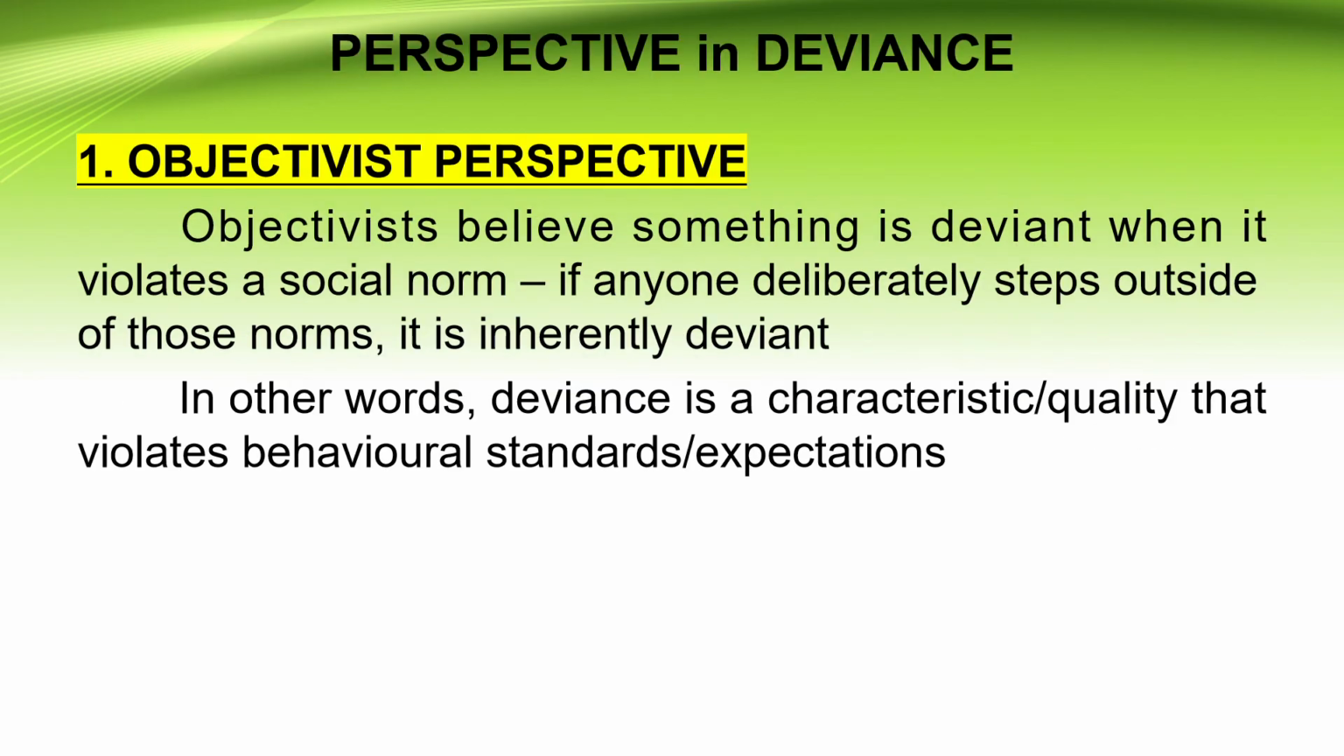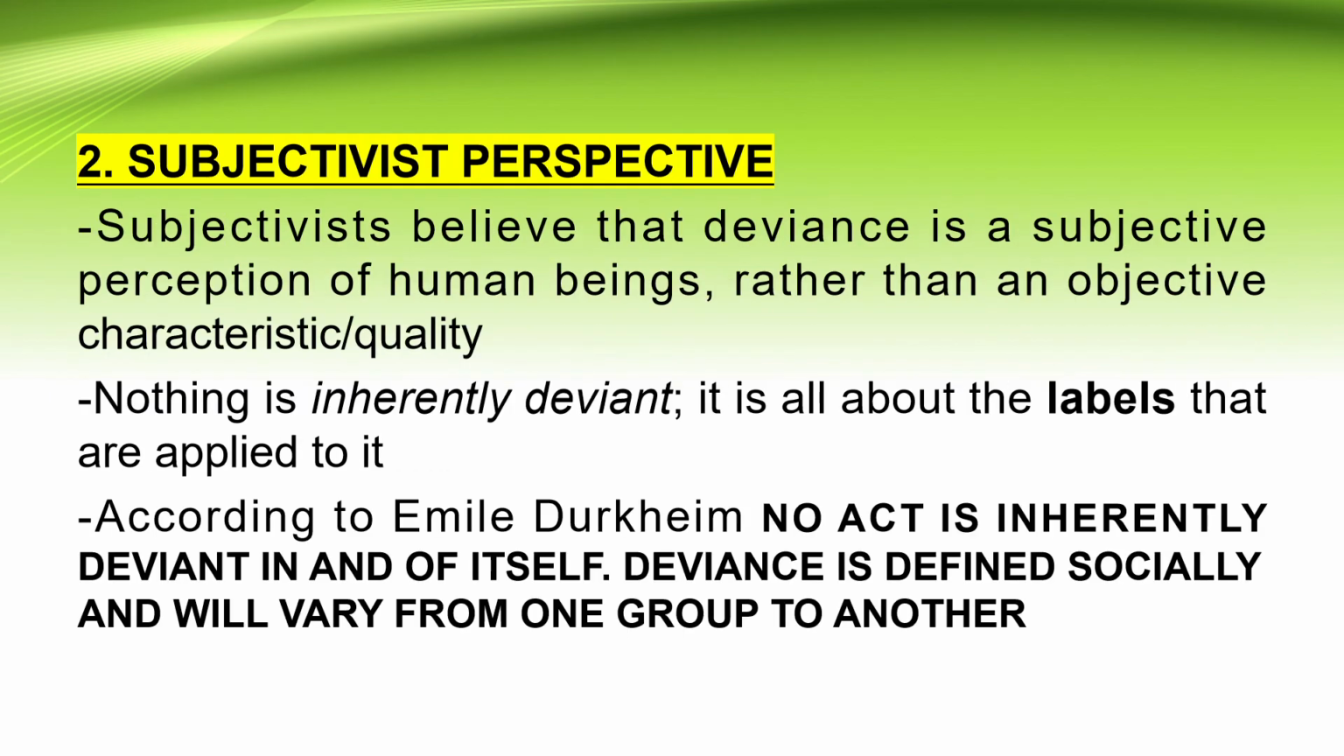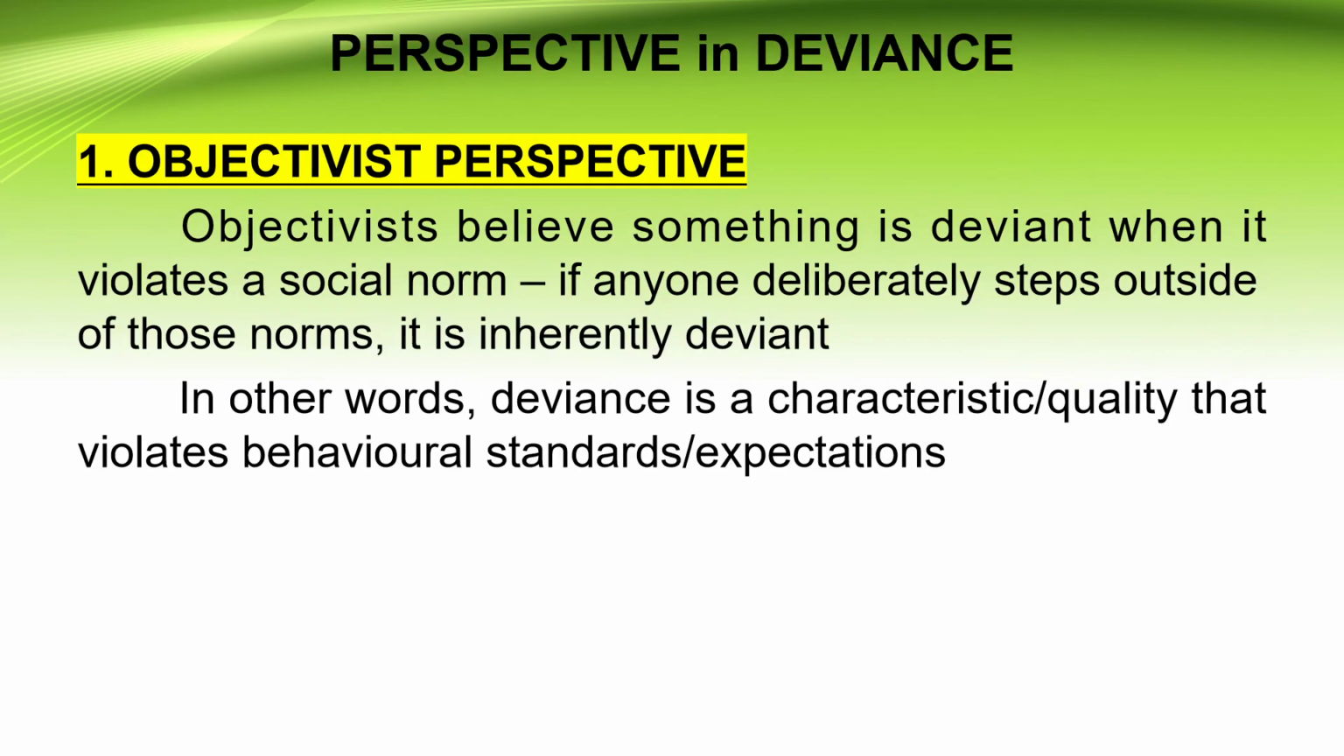Next, perspectives in deviance. We actually have two perspectives in deviance. We have the objectivist and subjectivist perspectives. So, objectivist perspective: objectivists believe something is deviant when it violates a social norm. If anyone deliberately steps outside of those norms, it is inherently deviant. In other words, deviance is a characteristic or quality that violates behavioral standards or expectations.